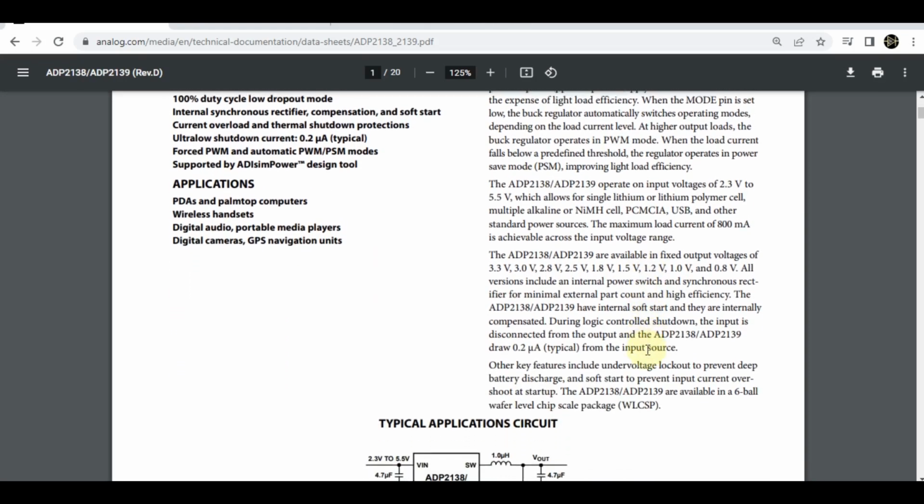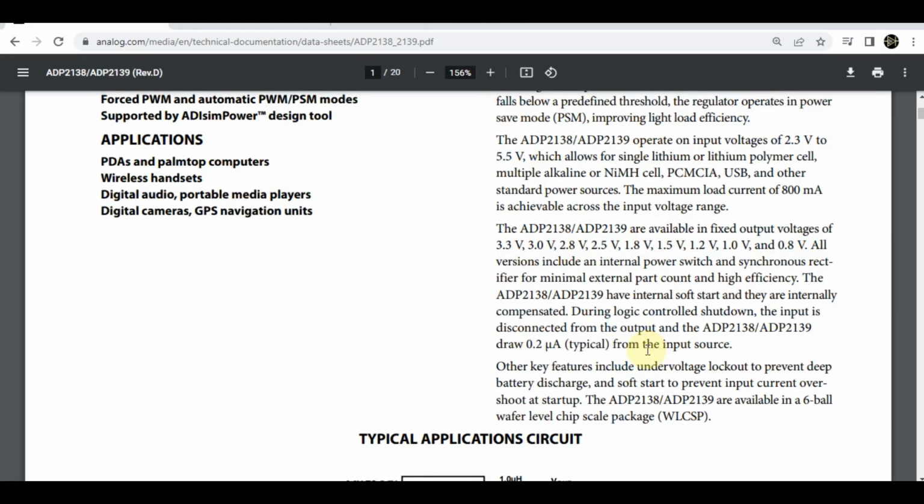And the most important thing is here. The ADP2138 is available in fixed output voltages of 3.3 volt, 3 volt, 2.8, 2.5, 1.8, 1.5, 1.2, 1 and 0.8. So this is very important. By using the same series of ADP2138, you can generate any of these voltages as per your requirement.